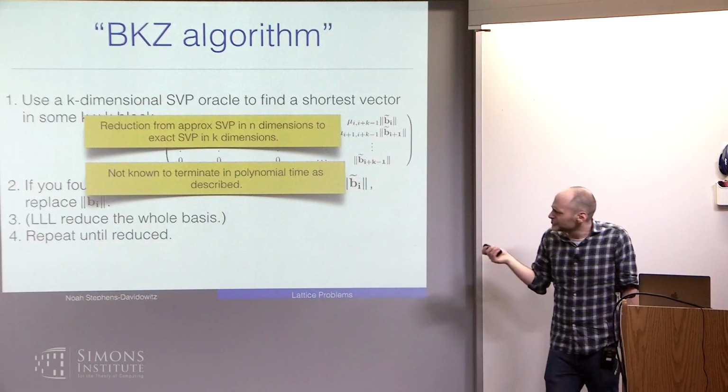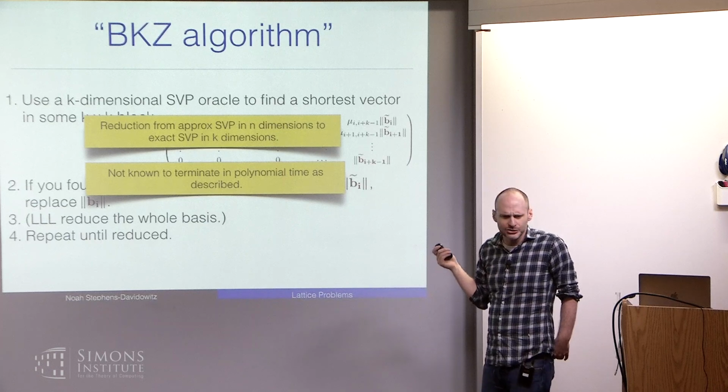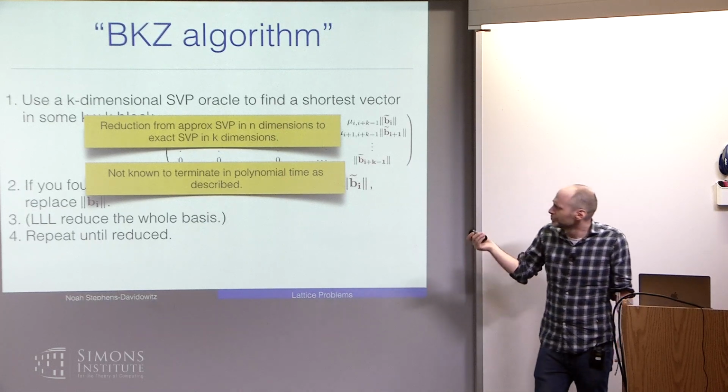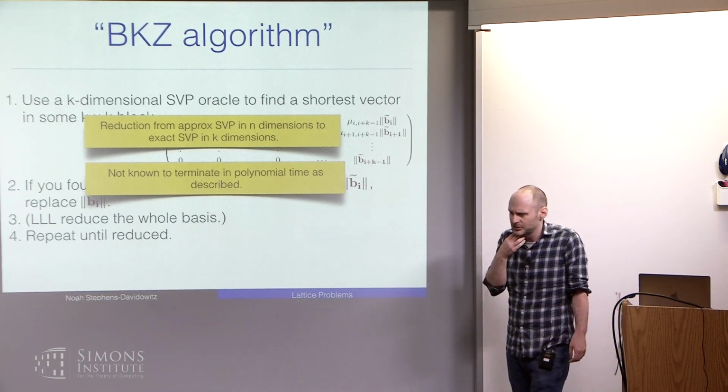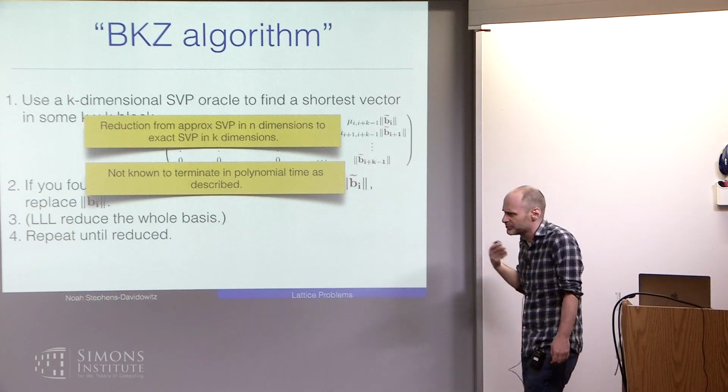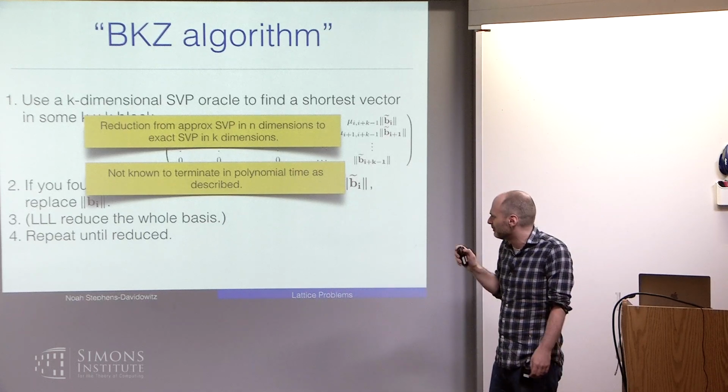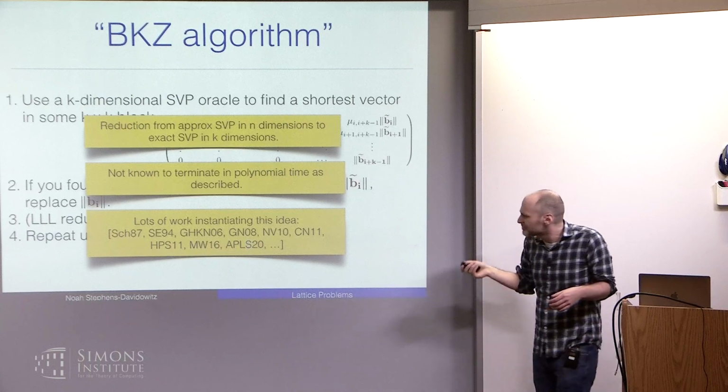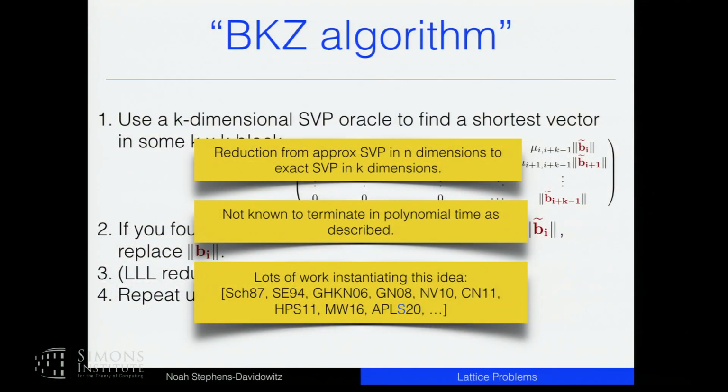The algorithm as I described it is not actually known to terminate in polynomial time. Schnorr suggested this algorithm, but didn't know how to prove it. We still don't know how to prove that it works. You can prove that it does pretty well in various ways. But there's lots of work that tries to instantiate this idea in a whole variety of different ways.